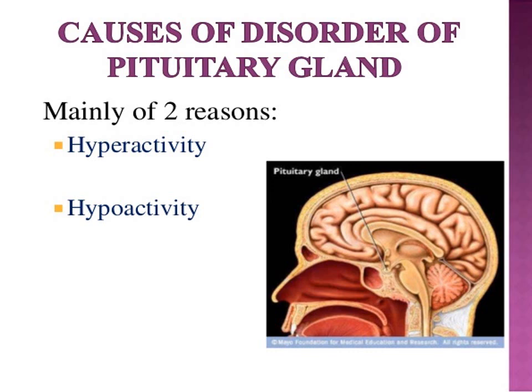Now, what happens with the pituitary gland? The causes of disorders of the pituitary gland are basically of two types: either it is hyperactive and there is more secretion of the hormones, or it is hypoactive and there is a lesser amount of hormones secreted into the blood.